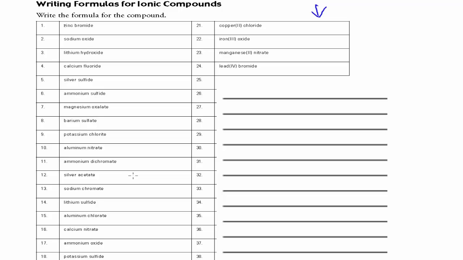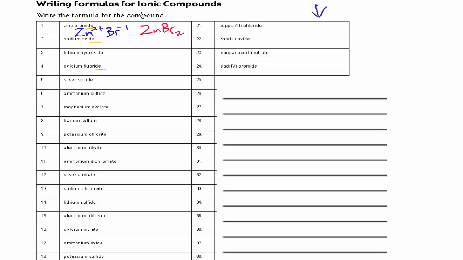So the first case here is write the formula for zinc bromide. Write the symbol down, zinc, write its charge, and again, zinc on my periodic table is +2. Bromine is -1. So what does that tell you? 2 plus -1 doesn't add up to 0. You need 2 bromines. 2 bromines means ZnBr2. Right.